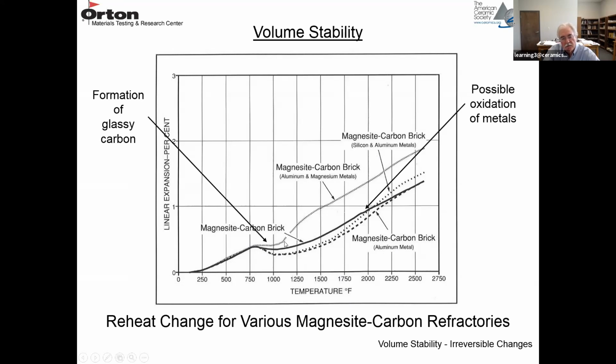But one of the first things that you see here is a dip, and that's when the resin pyrolyzes to form carbon. So there's a little bit of a shrinkage. And then these things are usually pretty stable. You might see little changes where metals might be oxidizing, and these metals are there in 1%, 0.5%, 2%. So they're not there in great volume.